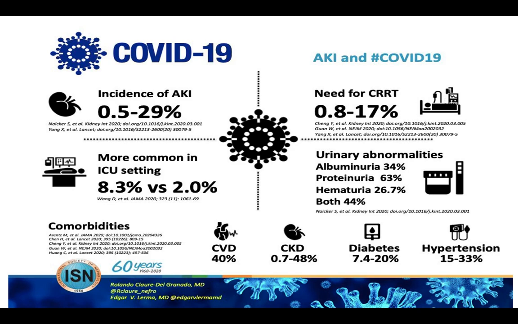So overall, in COVID-19, the incidence of AKI varies from 0.5 to 30%. On average, it is about 10 to 15%. They need some sort of renal replacement therapy in a continuous modality, which is more common in ICU settings. In addition to the rise in creatinine, they manifest with proteinuria and hematuria, particularly albuminuria in about 30 to 60% of patients. It is more common in patients with existing cardiovascular disease, chronic kidney disease, diabetes and hypertension.